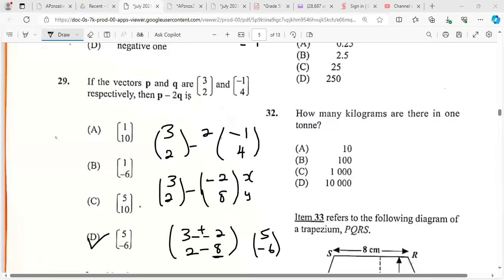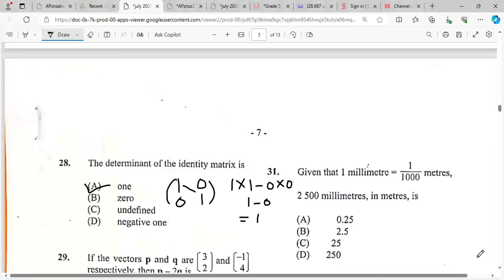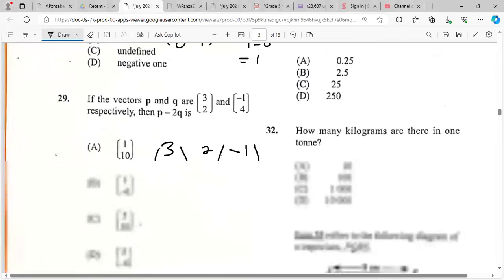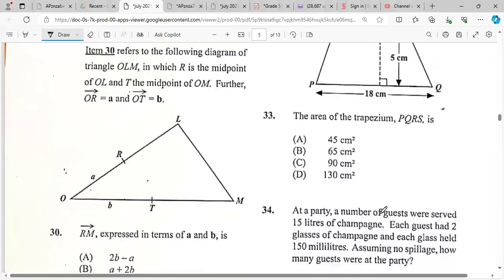All right, guys, let's look at number 30. Oh, it's not there. Where are you, number 30? Here we go. Item 30 refers to the following diagram of the triangle OLM, in which R is the midpoint of OL and T is the midpoint of OM. Further, OR, so the direction is very important. I'm just going to color code it to make it very easy for you guys. So you're going this direction, OL, all right? And OT, so we're going in this direction. The direction is very important when we're doing vectors.